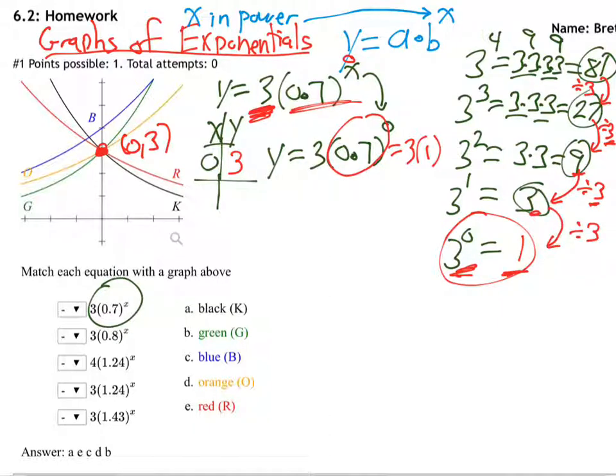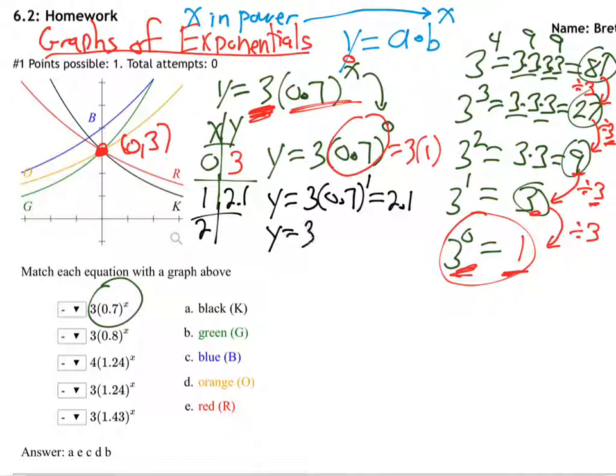Now let's think about what happens as we plug in 1 or 2 or bigger numbers. So we get 3 times 0.7 to the 1. If you do that in your calculator, you'll get 2.1. And then if you do 2, you'll get 0.7 squared. So that's going to be 3 times 0.7 times 0.7. What happens every time you multiply by 0.7? That's a number less than 1.